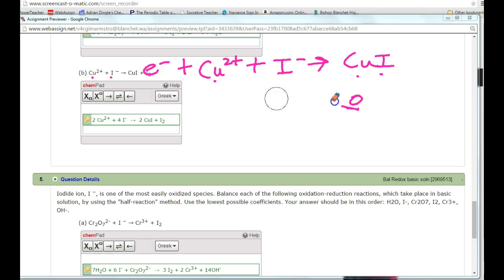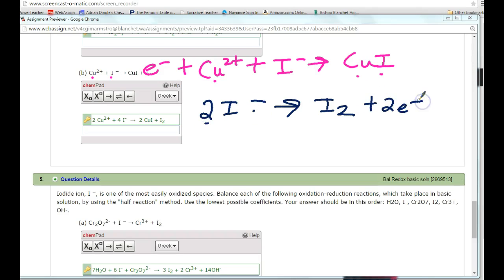Okay, let's erase that. Now we'll do the I's. This is where it gets strange, or it feels a little bit strange. I minus, 2 I minus. I can't read it up there because I wrote over there. So we're going to do 2 I's there, and that is a 2 minus. So on this side I need 2 electrons, and I look at my electrons. Are my electrons equal? They are not. So that upper one, I will multiply that whole thing by 2.